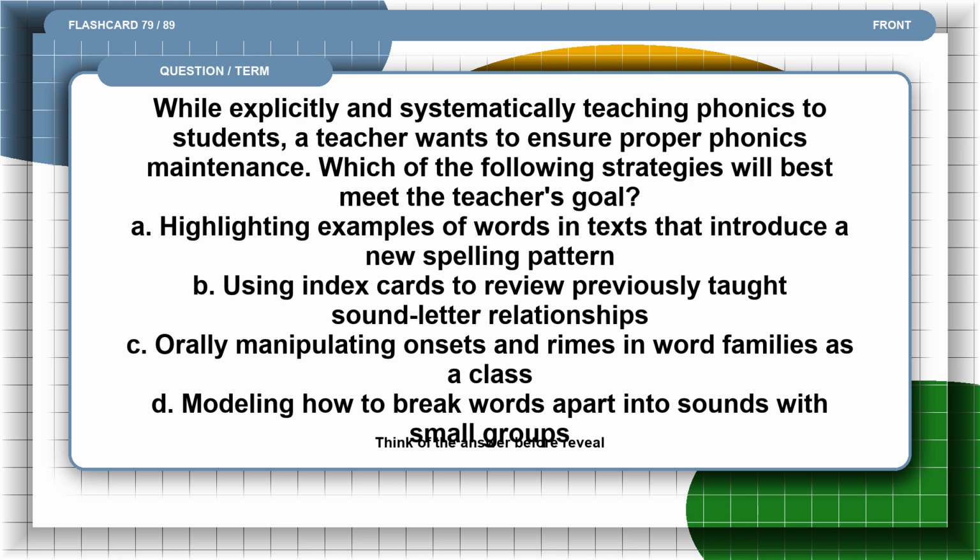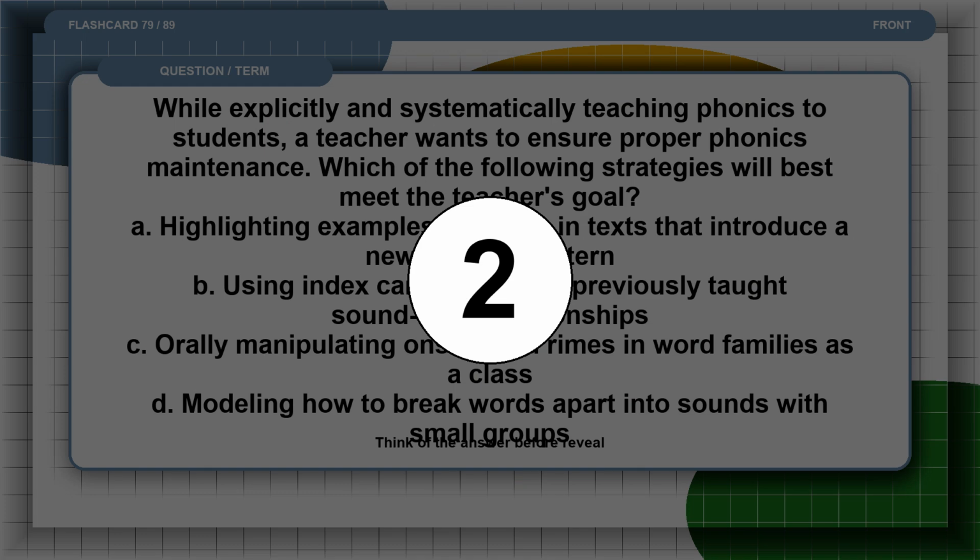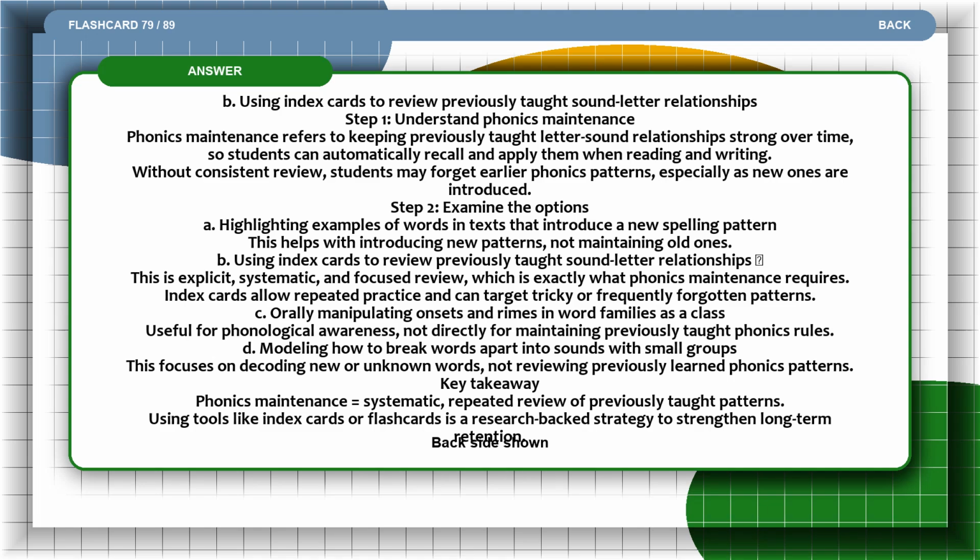C. Orally manipulating onsets and rhymes in word families as a class. D. Modeling how to break words apart into sounds with small groups. Pause and think of the answer before the reveal. The answer is B. Using index cards to review previously taught sound-letter relationships.